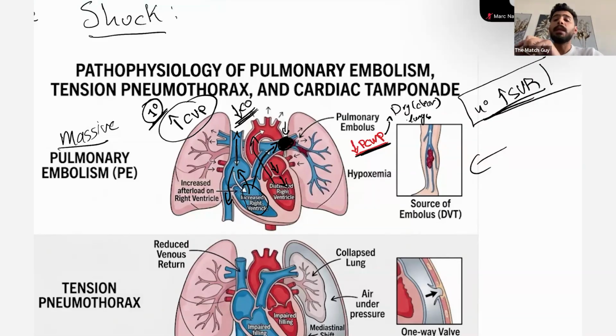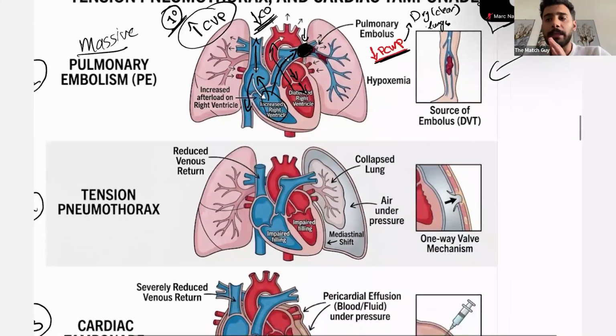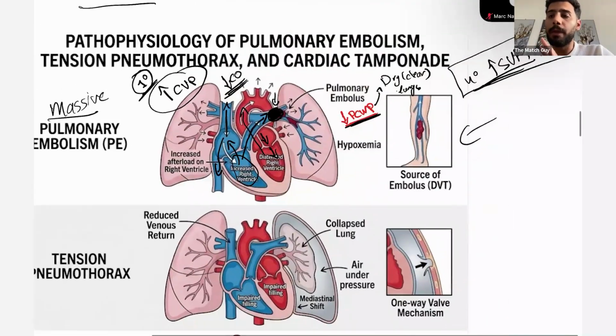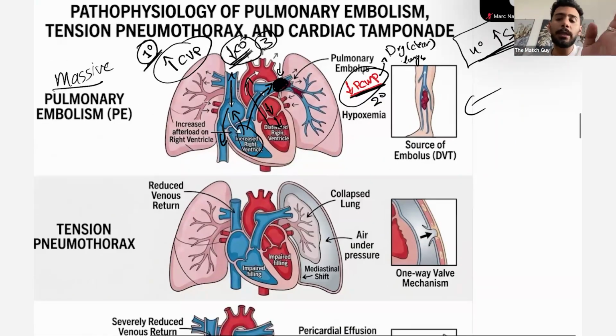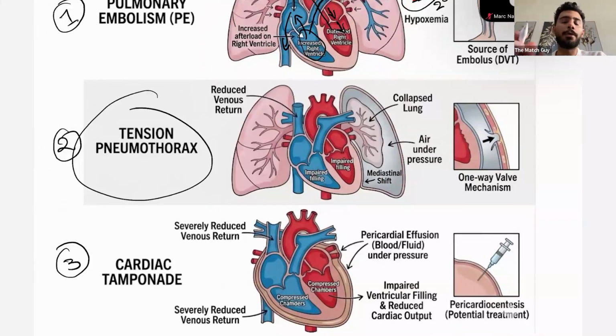Okay? Now let's talk about the other ones, but I want you to know that all of them are going to be having the same change in variables with a congestion in the venous system because you have some limitation of blood flowing from the right side of the heart to the left side of the heart. And so let's talk, for example, about tension pneumothorax.